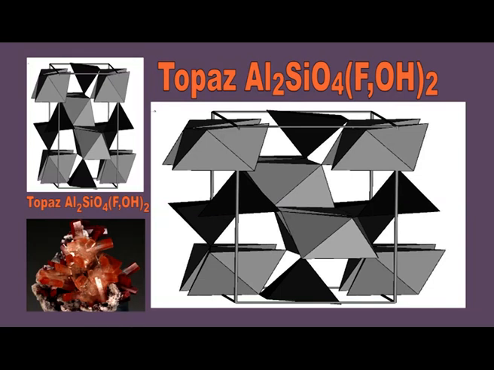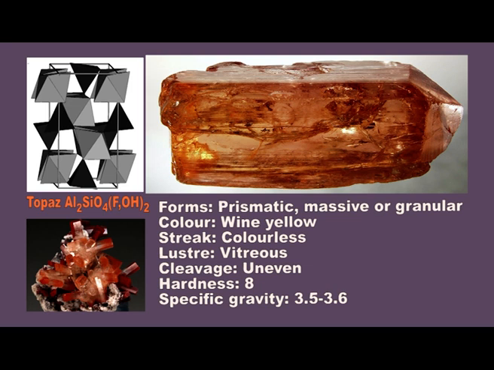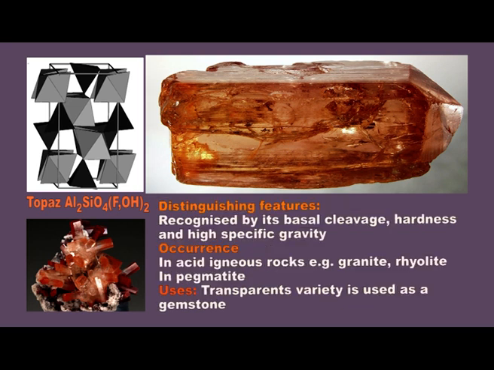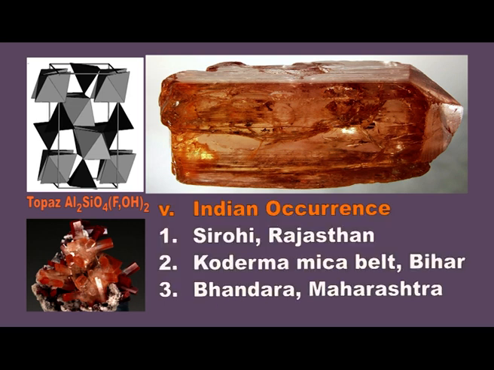Topaz, Al2SiO4(F,OH)2. Physical properties: crystal system orthorhombic, forms prismatic, massive or granular. Color wine yellow. Streak colorless. Lustre vitreous. Cleavage basal. Hardness 8. Specific gravity 3.5 to 3.6. Distinguishing features: recognized by its basal cleavage, hardness, and high specific gravity. Occurrences: in acid igneous rocks, for example granite or rhyolite, and in pegmatites. Uses: the transparent variety is used as a gemstone. Indian occurrences: Sirohi district of Rajasthan, Kodarma mica belts Bihar, Bhandara district of Maharashtra.